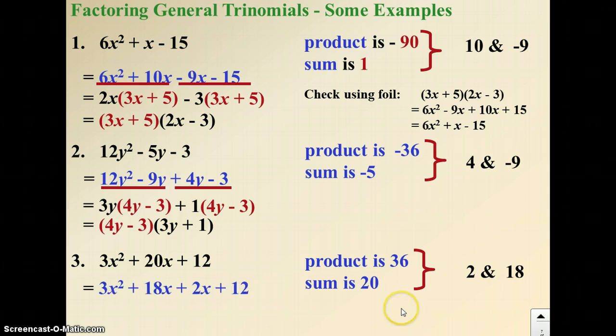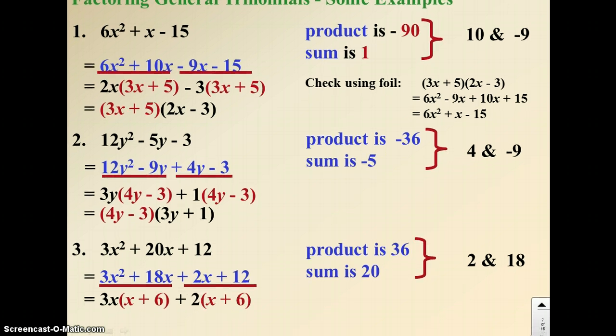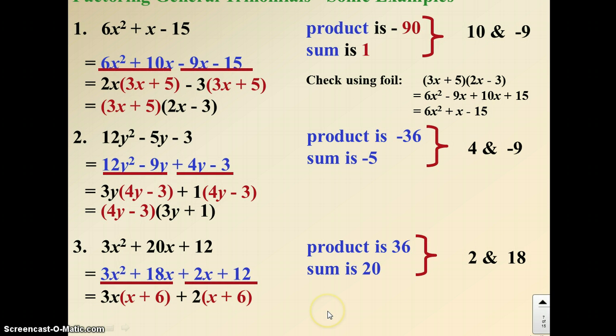So 3x squared plus 18x plus 2x plus 12. Common factor of the first two terms is a 3x. Leaves us x plus 6. Common factor of the last two terms is a 2. That leaves us x plus 6. And we factor out the x plus 6. We're left with 3x plus 2. Beautiful.